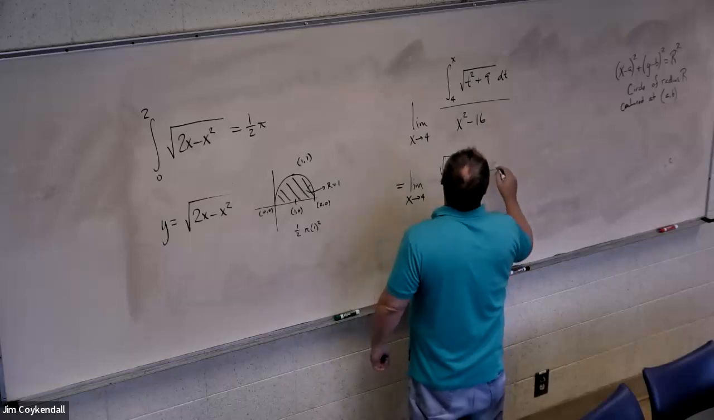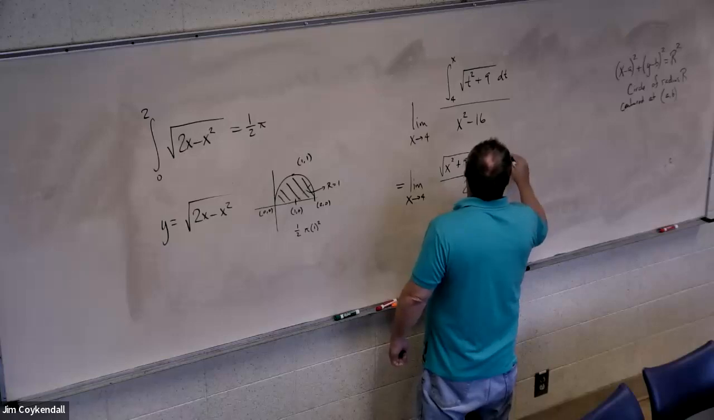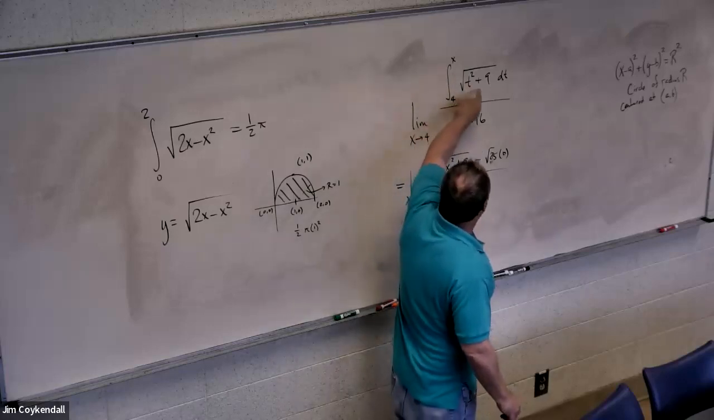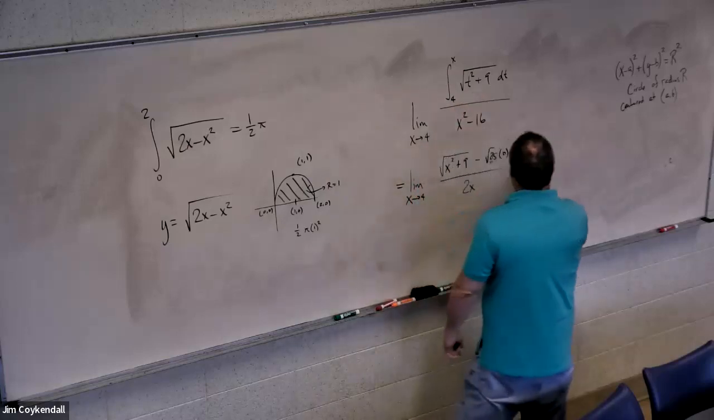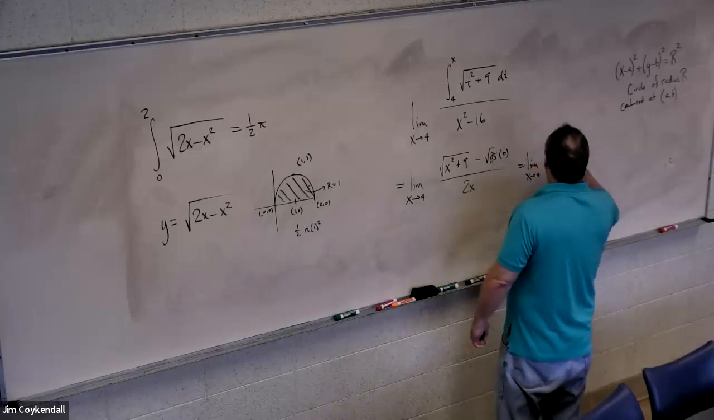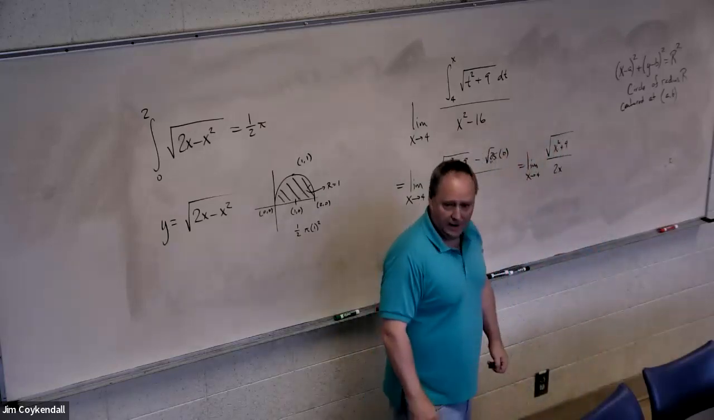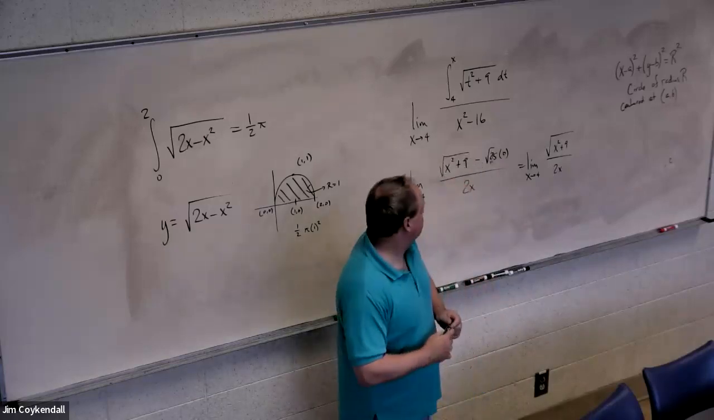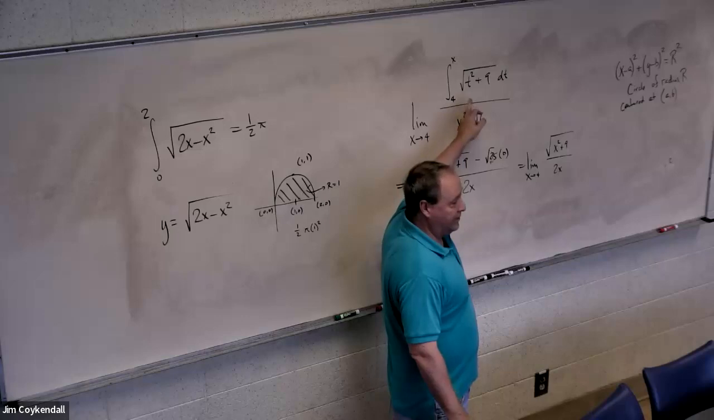Minus, plug in 4, times the derivative. So it's plug in x times the derivative of x, which is 1. Plug in 4, derivative of 4 is 0. So this is actually, as x goes to 4, the limit of the square root of x squared plus 9 over 2x. This is easy down here. Does everybody understand?